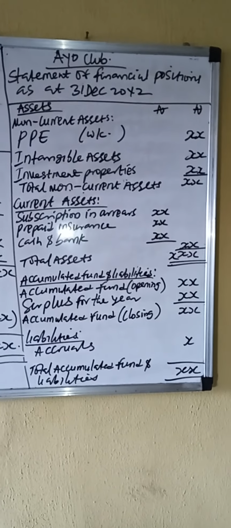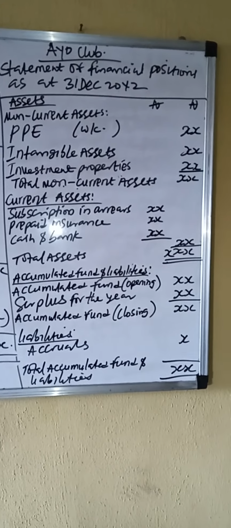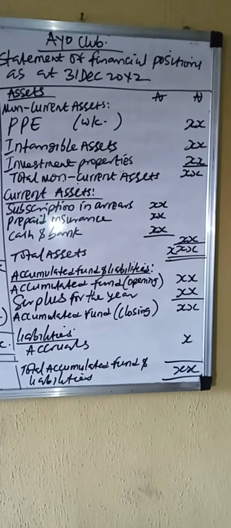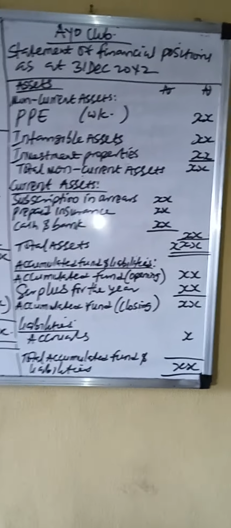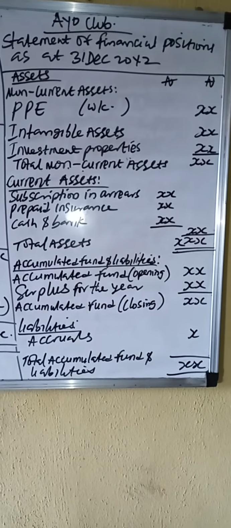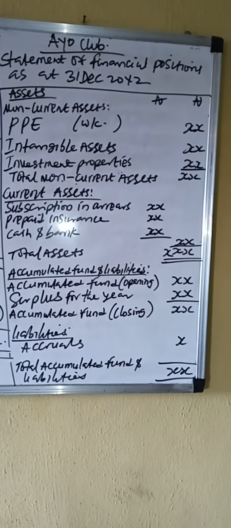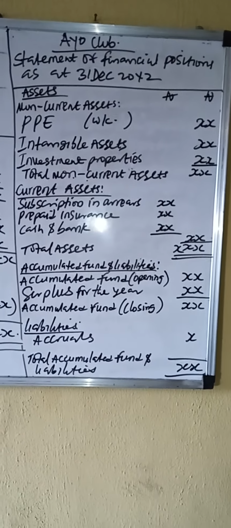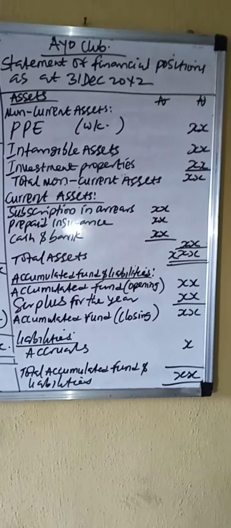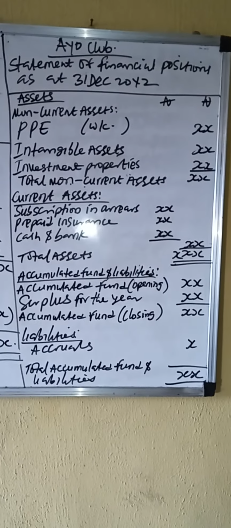And then we bring in current asset, which includes subscription in arrears, that is subscription that members are due to have paid and yet to be paid. Prepaid insurance is also a current asset. Cash and bank balances are current assets. So we add up, we have total asset.